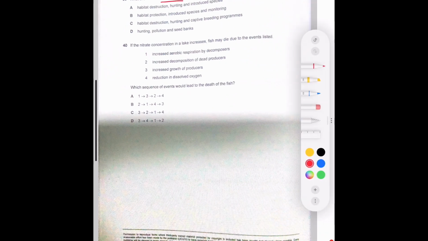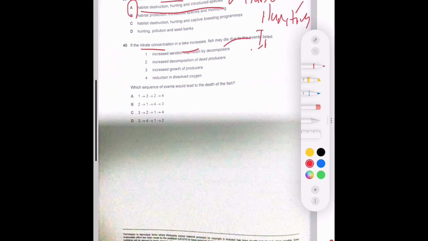39. Which of the following factors causes species to become endangered? Well, firstly, it is because of habitat destruction. It is also because of poaching, hunting these animals, and introducing foreign species. So A is the correct answer.